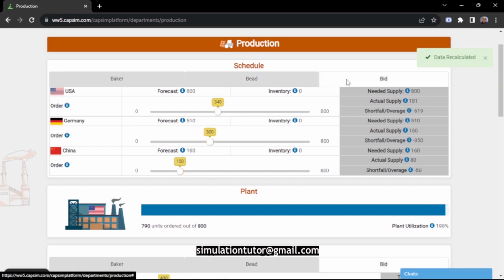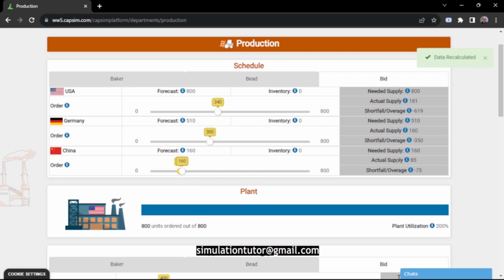Then for the bid product, here in the USA, I'll leave it at 340. In the Germany market, I leave it at 300. While in China, I'll top it up to 160 units.